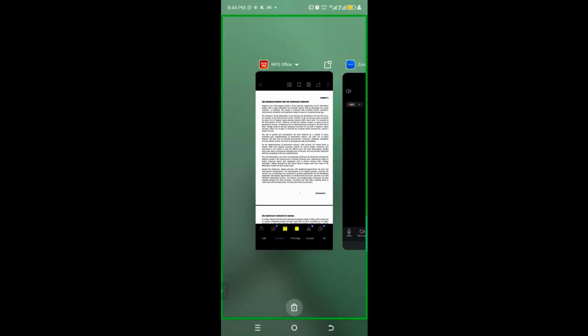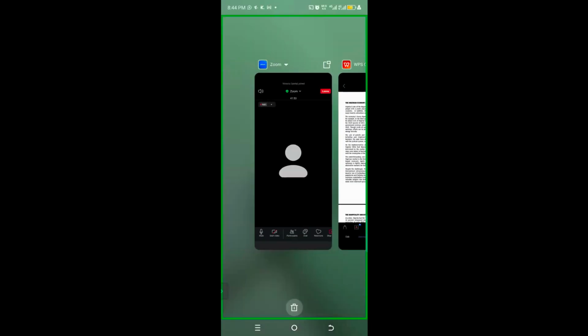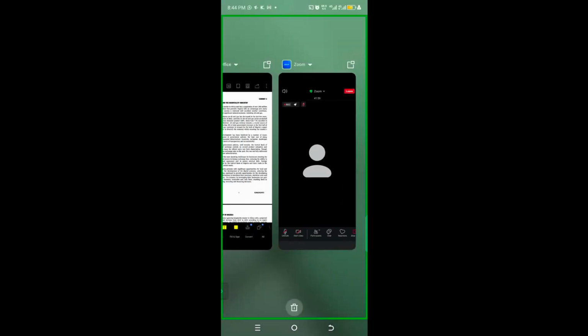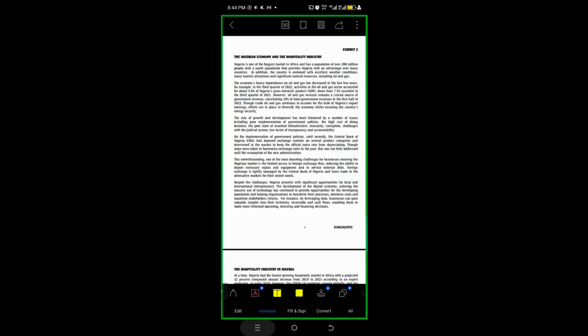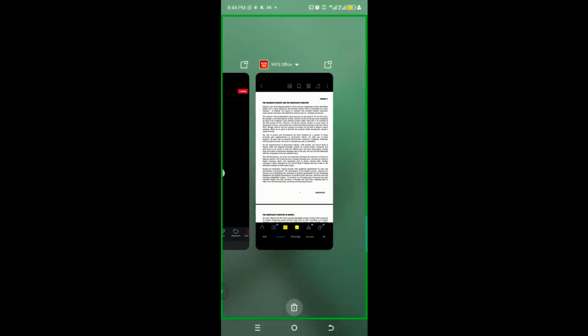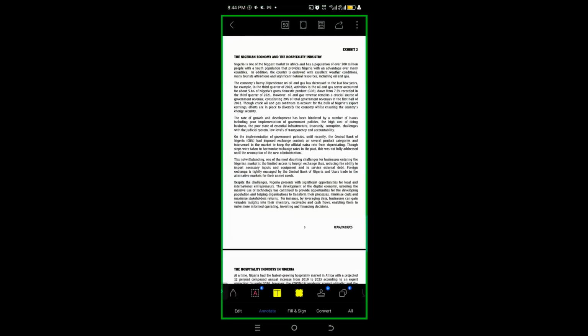Okay, I'll read. Nigeria is one of the biggest markets in Africa and has a population of over 200 million people, with a youth population that provides Nigeria with an advantage over many countries. In addition, the country is endowed with excellent weather conditions, many tourist attractions, and significant natural resources, including oil and gas. The country's heavy dependence on oil and gas has decreased in the last few years. For example, in the third quarter of 2022, activities in oil and gas sectors accounted for about 5.6% of Nigeria's gross domestic products, down from 7.5% recorded in the third quarter of 2021.